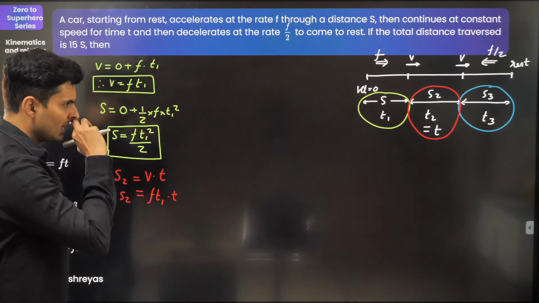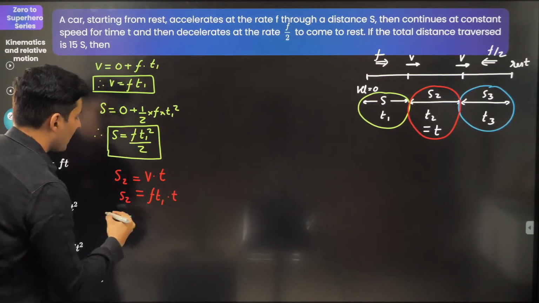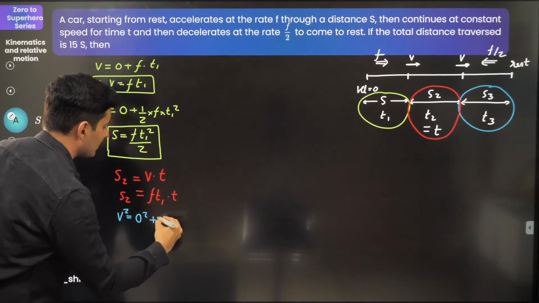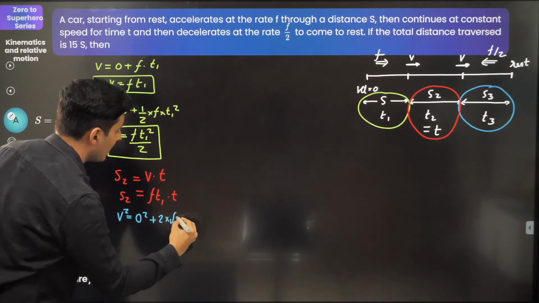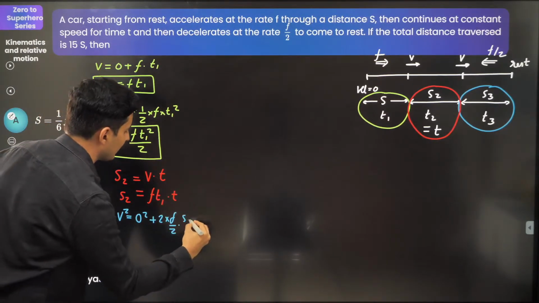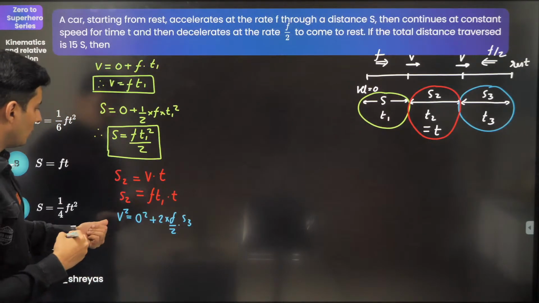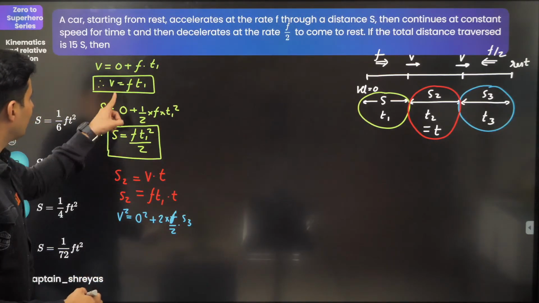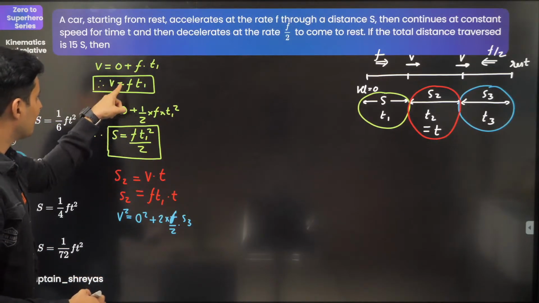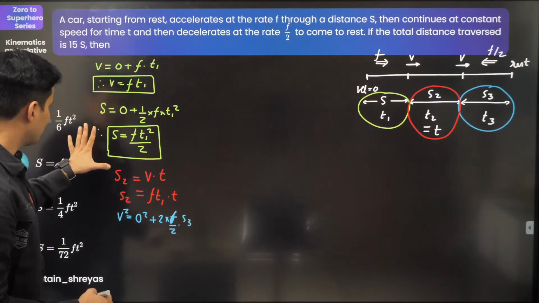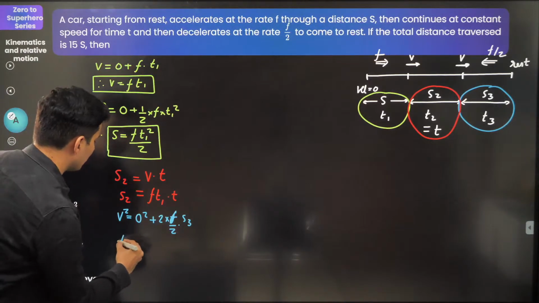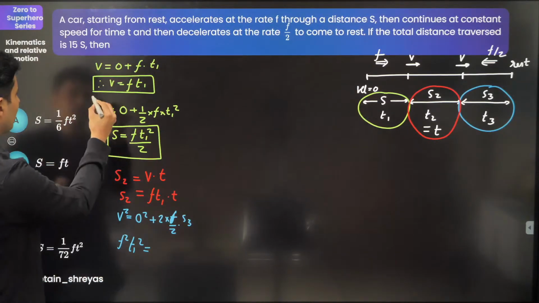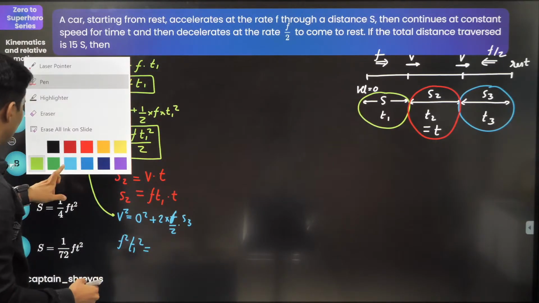So you will notice that V square is nothing but U square plus 2 into acceleration into displacement. Acceleration is F by 2, and displacement is S3. Interesting. So this is F, guys. Now V from here is FT1. So how about using that over here? So this will be F square T1 square. I've just used this here. That's all I'm doing.